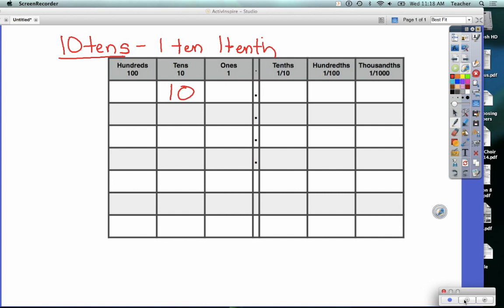Oh, so you mean if I had, remember like we talked about yesterday? I have 10 dots in there. How many dots does it take before I get to move them over? 10. So I can get rid of these and move them over here. Then how many do I have here? 1. So what would 10 tens be the same as?